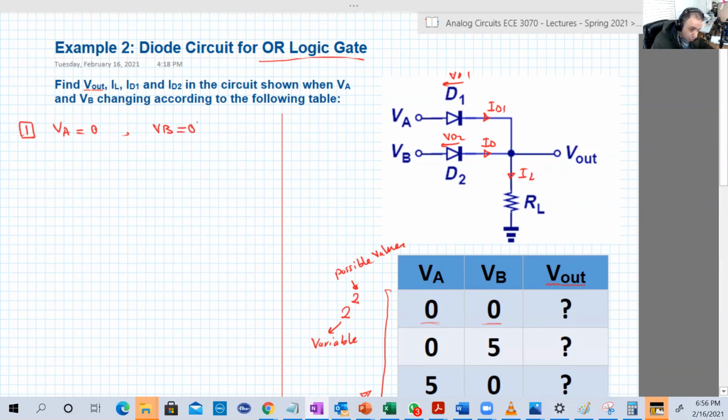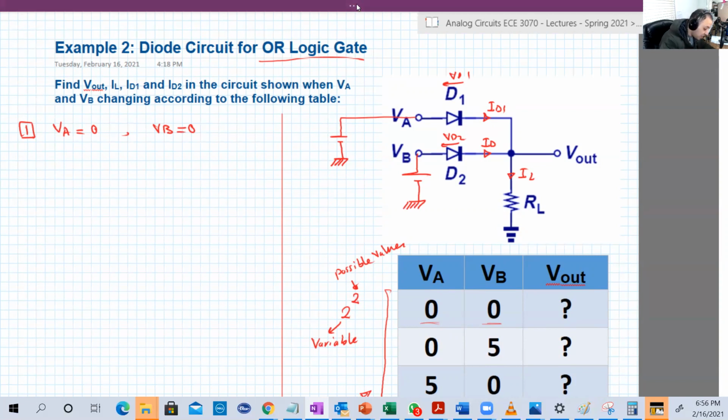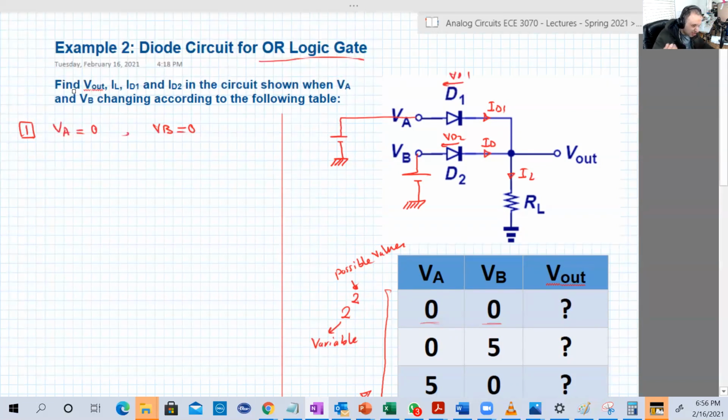First of all, just to imagine it, consider that this VA is just a battery like this, and VB is also a battery. We can change the battery to be equal to 5 volts, or the battery equal to 0. That's one good approximation to understand what these 0 and 5 are.